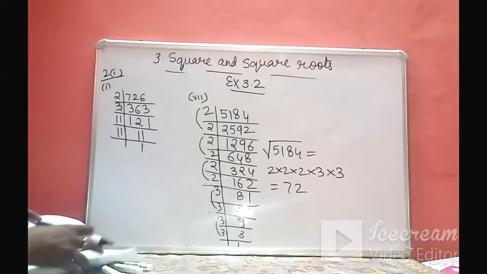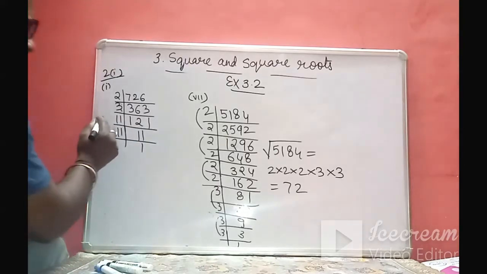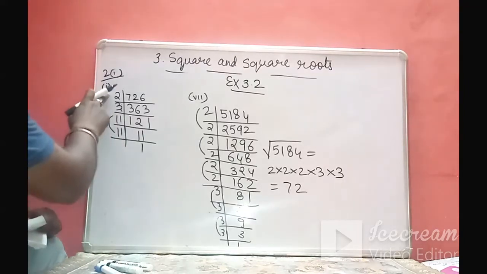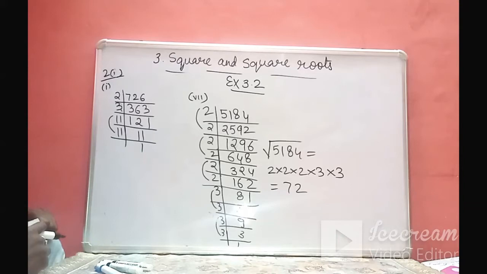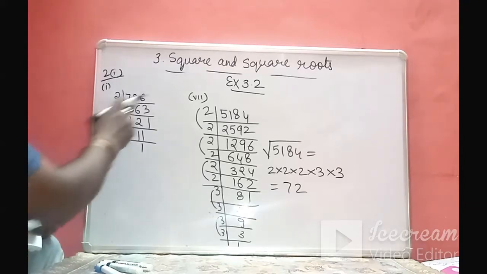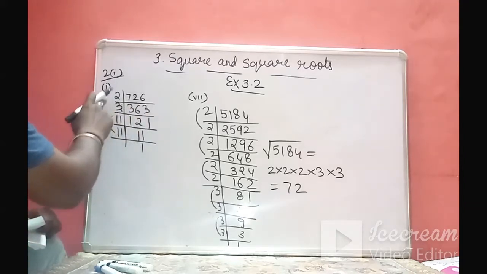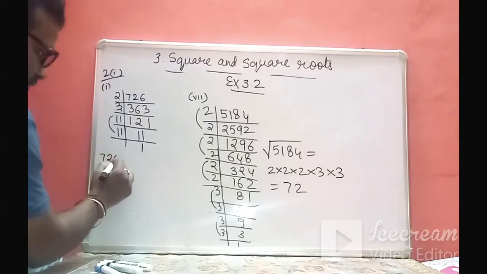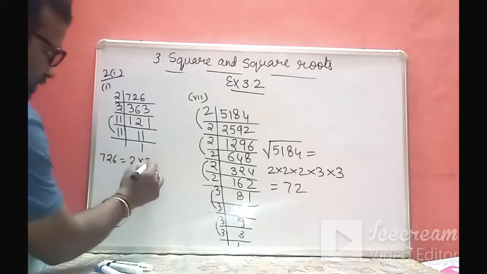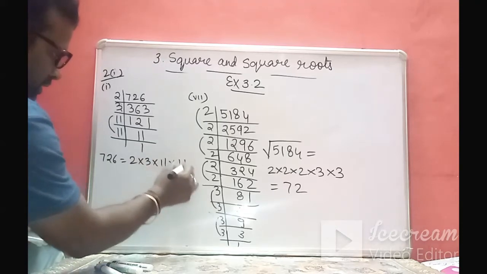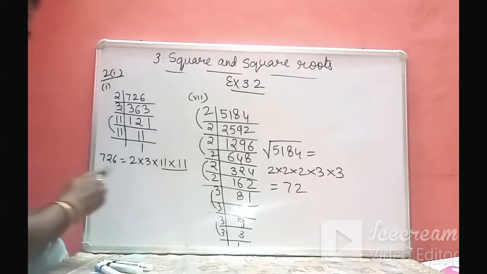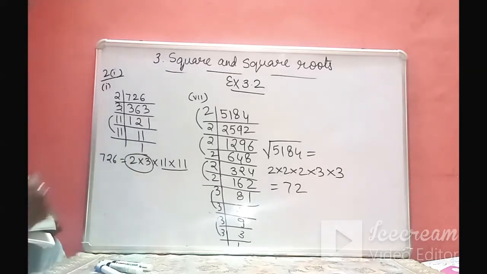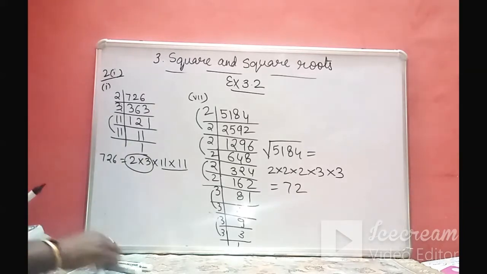Now if you see very carefully, there is a pair of 11 only, and 2 and 3 are left. So what we have to do is multiply this number by one more 2 and 3. If I write 726 as 2 into 3 into 11 into 11, one pair is there, but these two numbers are not having the pairs.